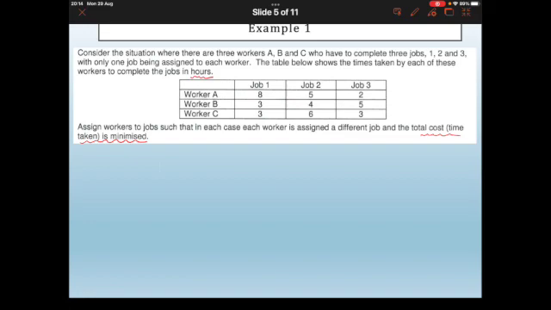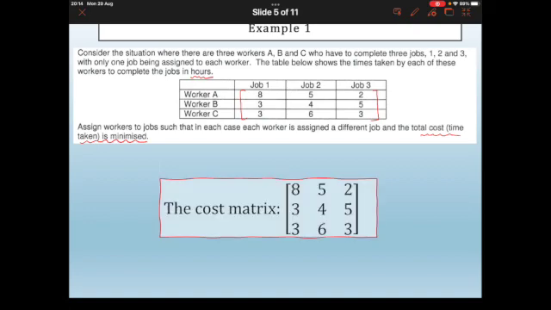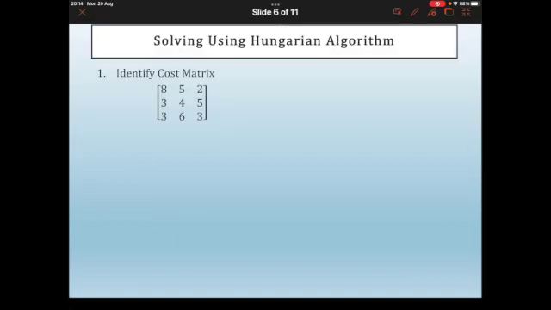Now, you did have a look at this problem yesterday using a bipartite graph. This time, what I would like all of you to do is identify the adjacency matrix or the cost matrix. Basically, the cost matrix is just all these numbers here, and we can write that: 8, 3, 5, 4, 6, 2, 5, 3. So it is a 3 by 3 matrix. Now, let's solve using the Hungarian algorithm. Step 1 is identify the cost matrix. You have done that.